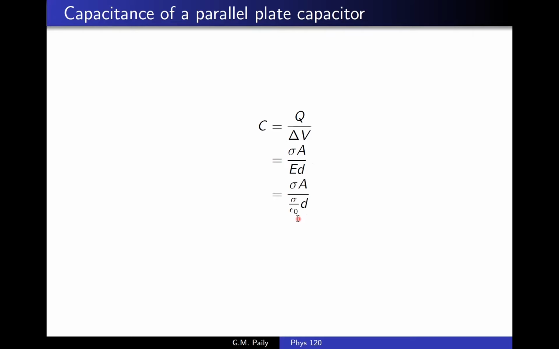We already know that the electric field strength is sigma over epsilon naught, so we plug that in and cancel and simplify to get the capacitance of a parallel plate capacitor. That's what the PP is standing for here. The capacitance of a parallel plate capacitor is epsilon naught times A divided by D.